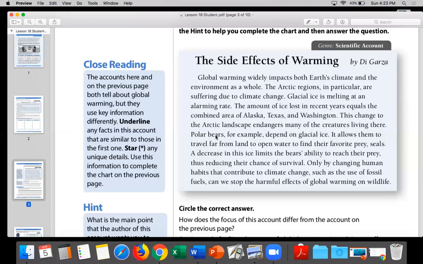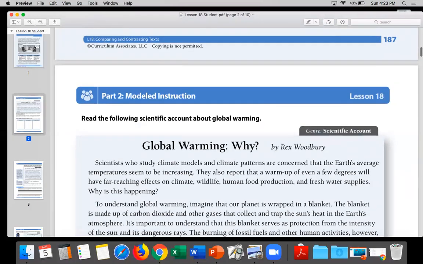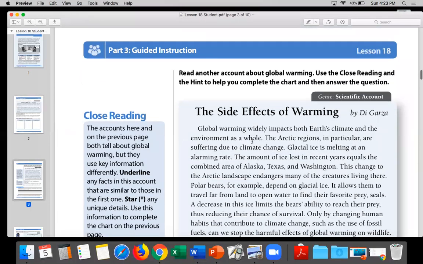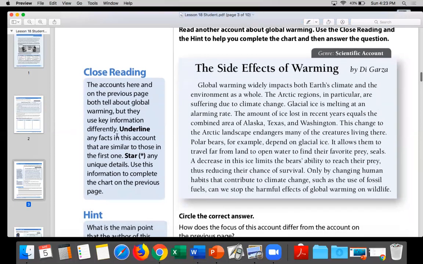The accounts here and on the previous page both tell about global warming, okay? This one is called The Side Effects of Warming, and this one is called Global Warming: Why. All right, so we know that they compare because they talk about global warming, but they use key information differently. Underline any facts in this account that are similar to those in the first one. All right, so we've got to find some things that are similar. You can pause me right now and go ahead and try to find those things. I'm going to tell you that there are 3 things.